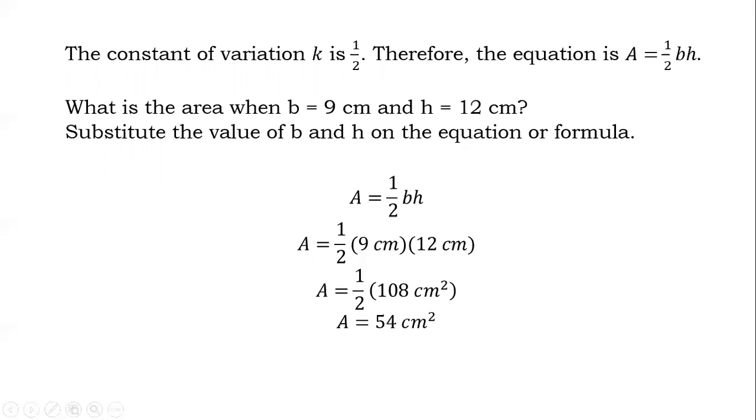As we find the answer to a problem using constant or joint variation, the first thing to do is to translate a joint variation statement into a mathematical equation, then find the unknown variable. The next topic we're going to discuss is all about combined variation.